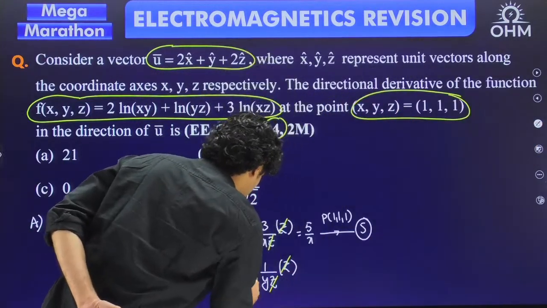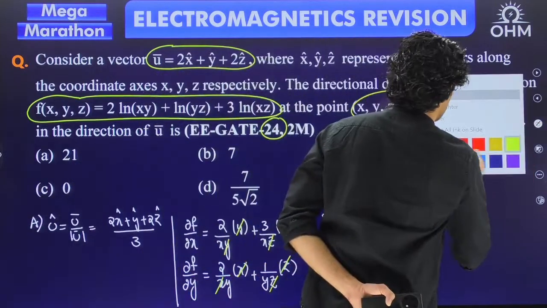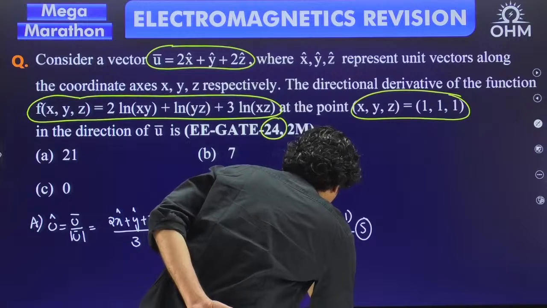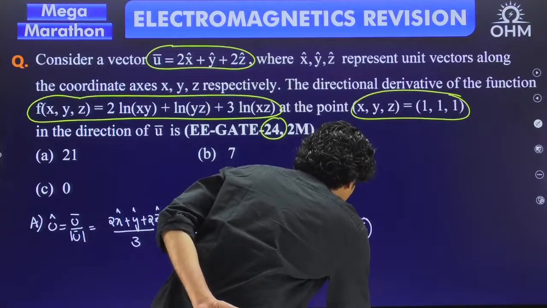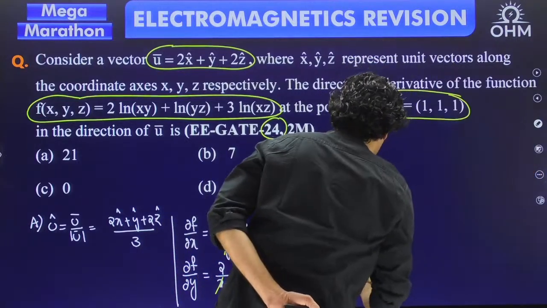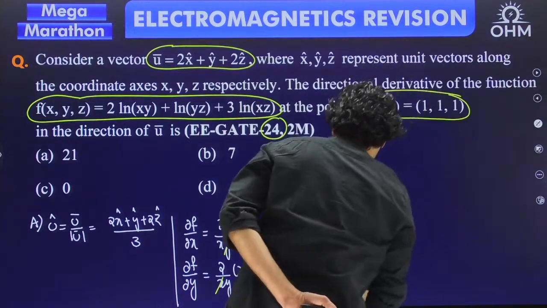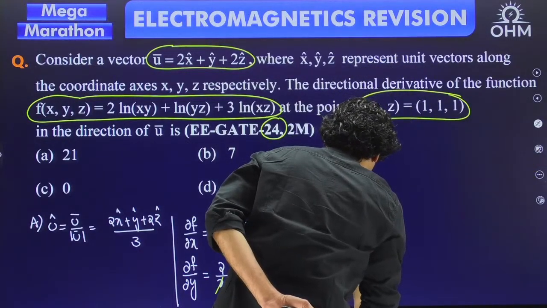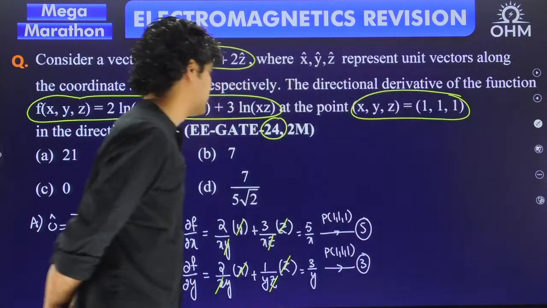So z, x gone. 2 by y, 1 by y. Total we have got 3 by y. So this is equal to 3 by y. Substitute the point also. The point is 1, 1, 1. When you substitute the point, y is also 1. So this value becomes equal to 3.